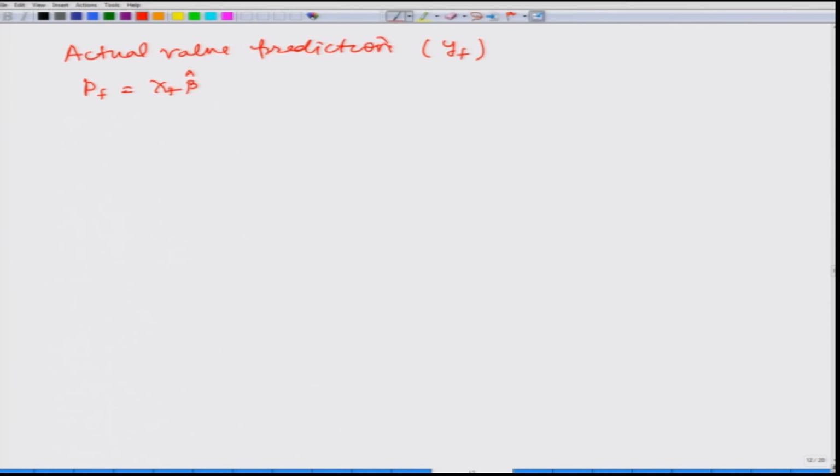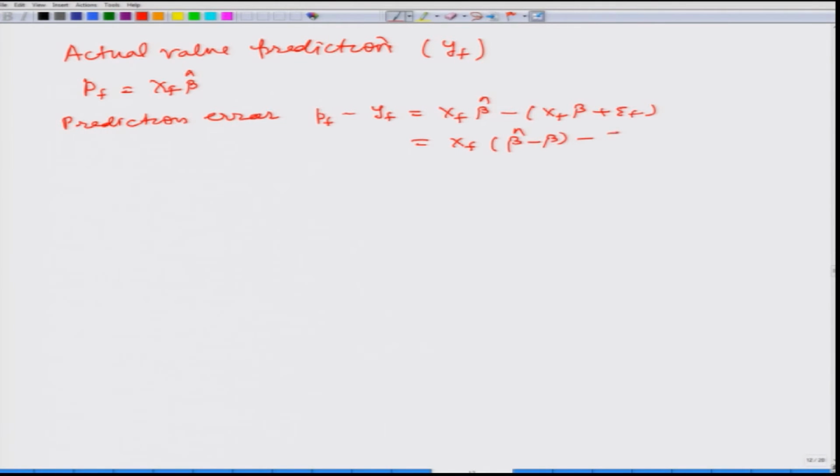Now, first of all we try to find out the prediction error. So, we are trying to find or predict Yf using Pf. The prediction error is given by Pf minus Yf, and this is nothing but Xf beta hat minus Xf beta plus epsilon f. So, this is Xf (beta hat minus beta) minus epsilon f.